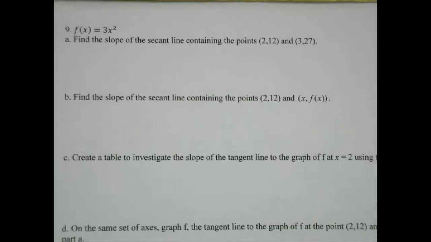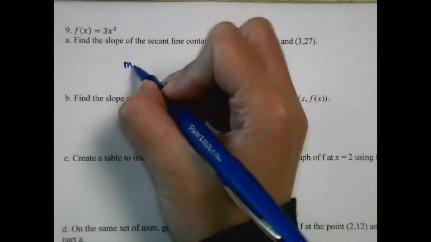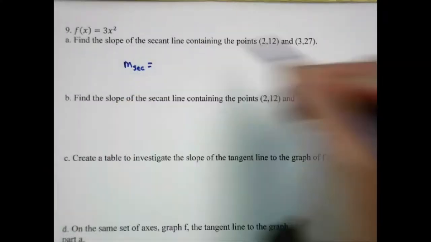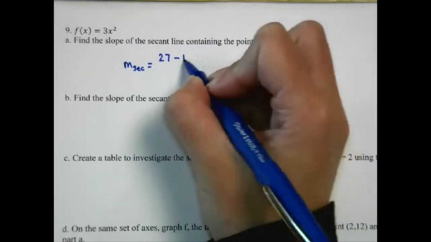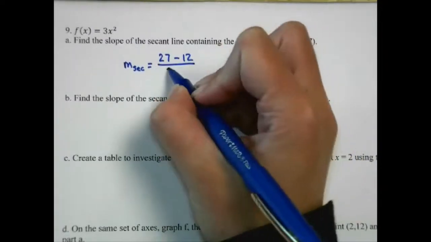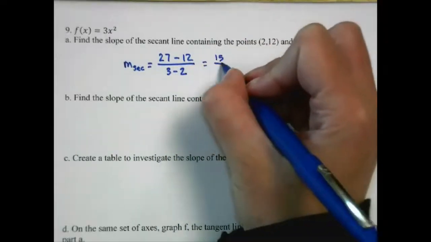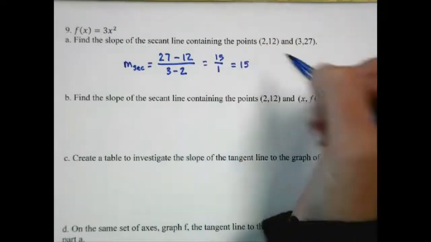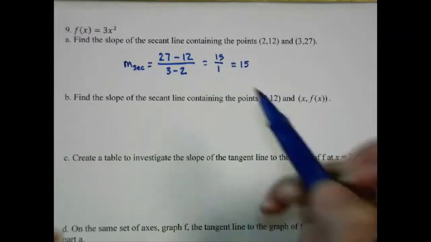So we're going to use the function f of x equals 3x squared. So first we're going to find the slope of a secant line containing the points (2, 12) and (3, 27). So the slope of the secant line is going to equal y2 minus y1 over x2 minus x1, so 27 minus 12 over 3 minus 2. So that's going to be 15 over 1, or just 15.